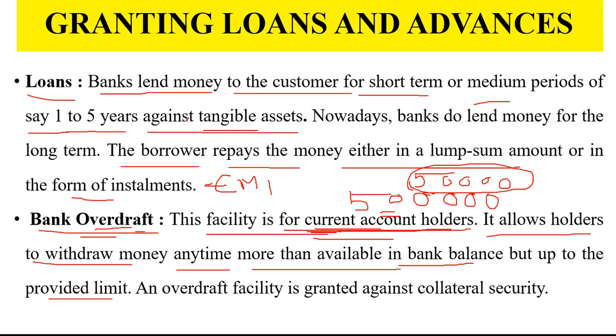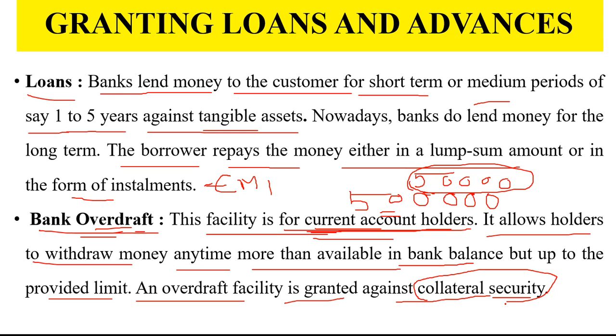Only current account customers can get this facility. So you have 5 lakh rupees, but in an emergency you require 50,000 more. You can take the overdraft facility from the bank, and this overdraft facility is granted against collateral securities. The bank gives you the overdraft facility as a current account holder, but it gives it against the collateral securities.